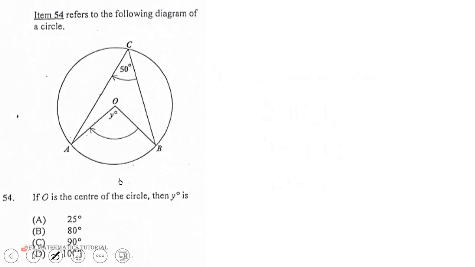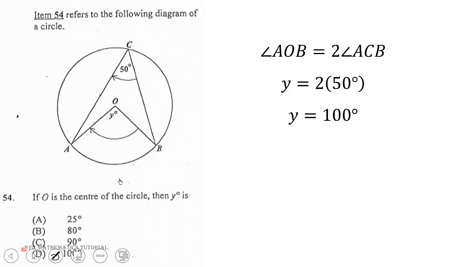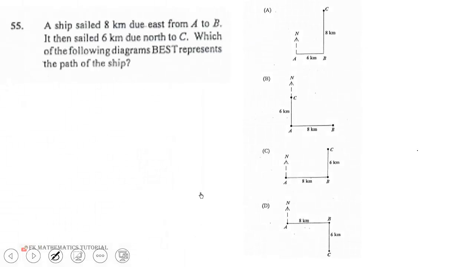Item 54 refers to the following diagram of a circle. If O is the center of the circle, then y degrees is 2 times 50 degrees, and that will give us 100 degrees. Option D is correct.